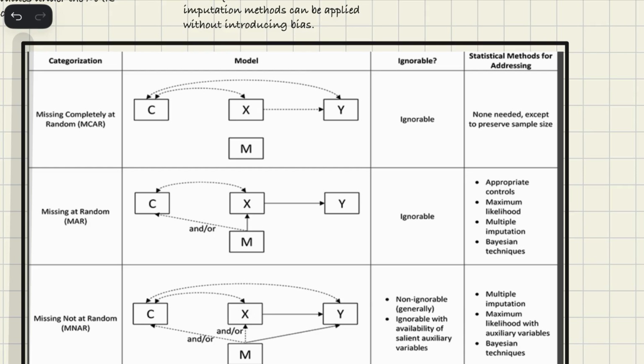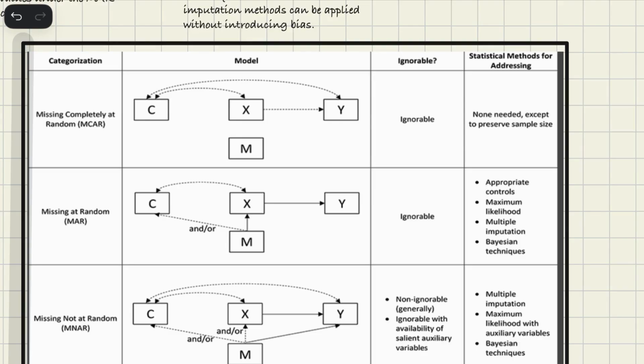This means that the missingness is independent of all the variables. Right, so can it be ignored? Yes, it can be ignored, and usually there is no special correction needed, except we can have listwise deletion or preserve the sample size through simple imputation.